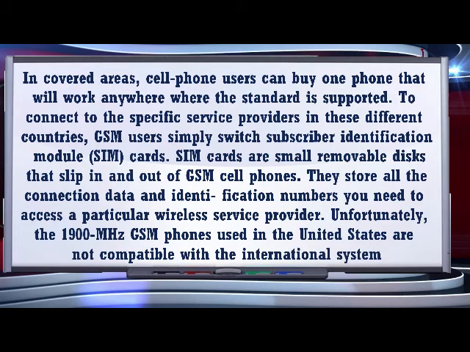To connect to specific service providers in these different countries, GSM users simply switch the subscriber identification module, that is the SIM card. SIM cards are small removable discs that slip in or out of GSM cell phones. They store all the connection data and identification numbers you need to access a particular wireless service provider. Unfortunately, the 1900 MHz GSM phones used in the US are not compatible with international systems.